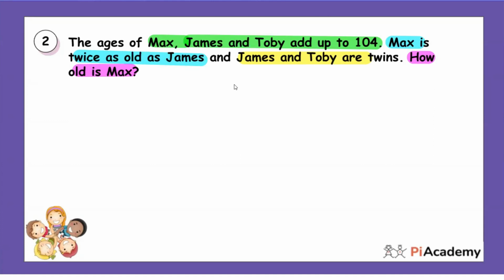Okay. So nothing to worry about. Whatever you have done, that's good for that. Now observe what I am doing and how I am solving this question. In the first line, they are talking about the ages of Max, James, and Toby, and we don't know their ages, right? So you do not have to worry.